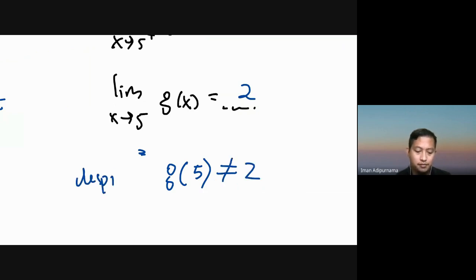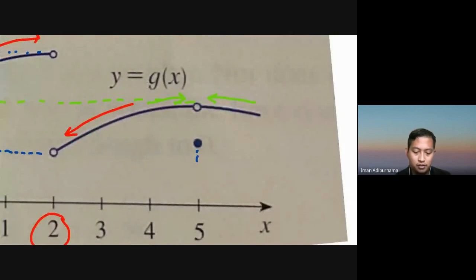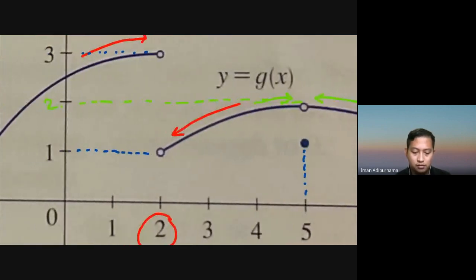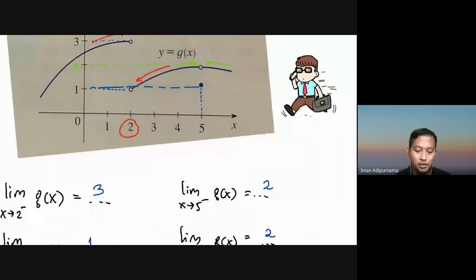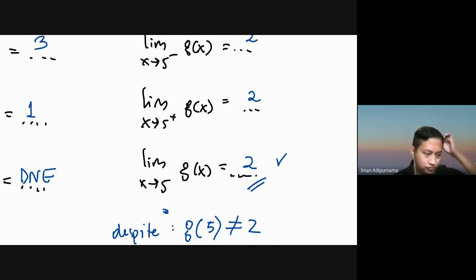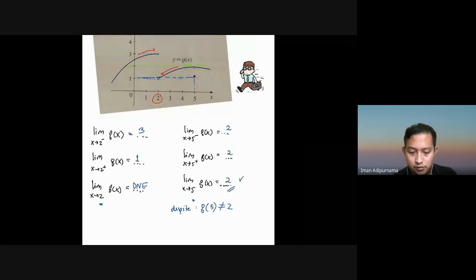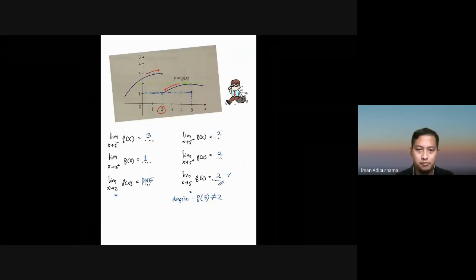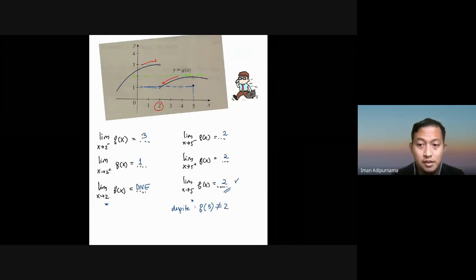Despite the fact that, still the limit is 2. If you see from here, when you plug in 5 here, it's not 2, right? Let's say it's 1. So you still get your limit result. Okay, I think quite easy, right? And I hope you don't mind all of this easy, simple introduction.